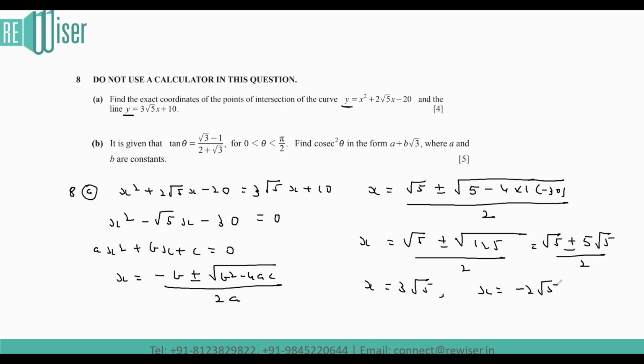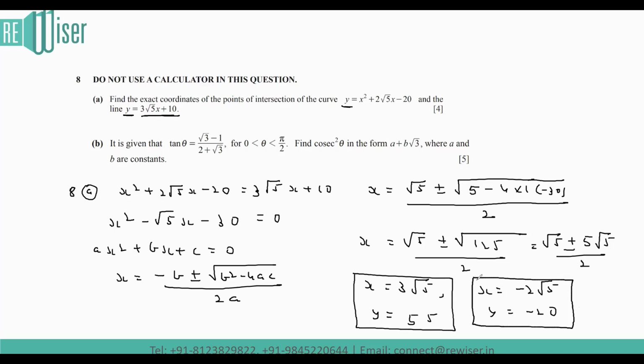If I put the value of x as 3 root 5 into the original equation, the value of y that we get is 55. And if I put x as minus 2 root 5 into the equation, the value of y that we get is minus 20. So these two are the sets of coordinates of the points where these curves intersect.